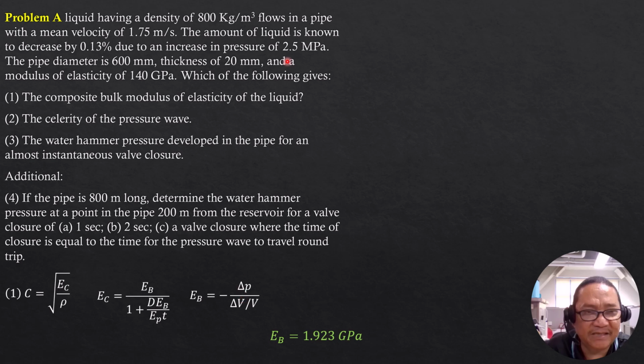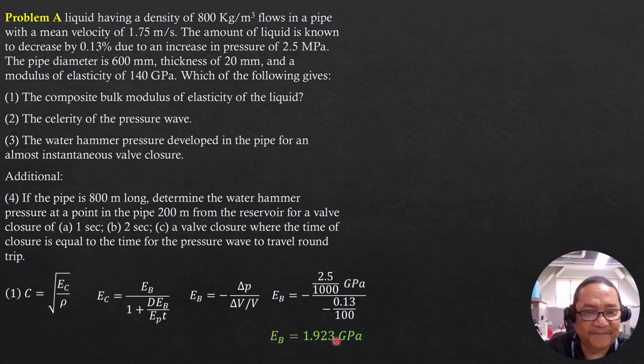So delta P is 2.5 megapascals. I'll change this to 2.5 over 1000 gigapascals. Then delta V over V is negative 0.13 divided by 100. So substituting, 2.5 over 1000 gigapascals over negative 0.13 over 100. From there, we can solve the bulk modulus of elasticity of the flowing fluid, which is equal to 1.923 gigapascals.